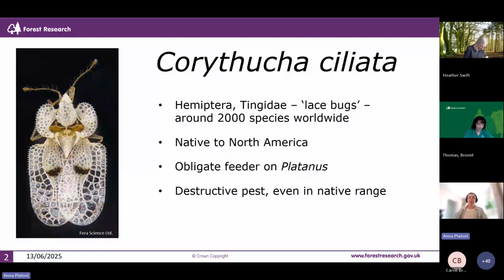In the US, plane is a valued timber tree, and so this pest can be considered a pest in a forestry context, and heavy infestations sometimes require chemical treatment. That's pretty interesting because in the US we'd expect the highest level of pest suppression from natural enemies that have co-evolved in the same environment as plane lacebug.